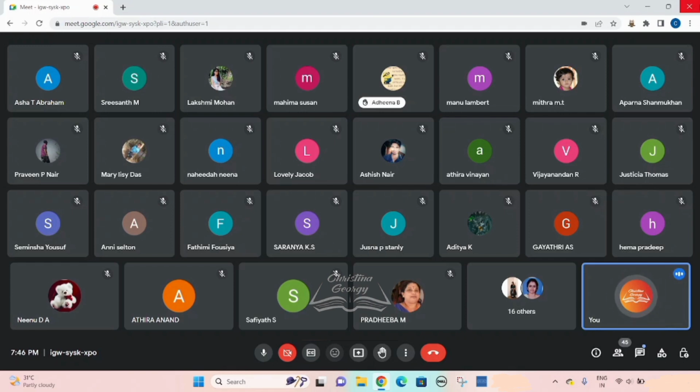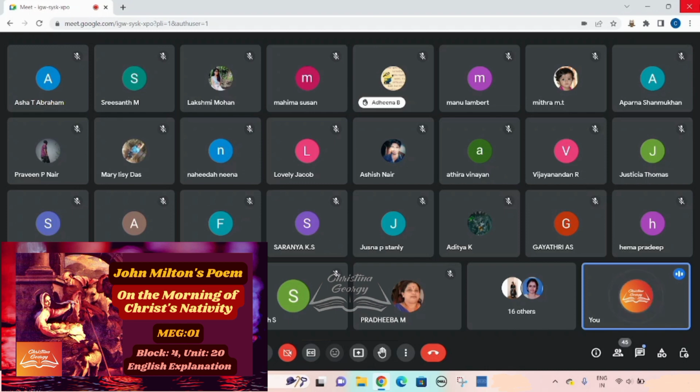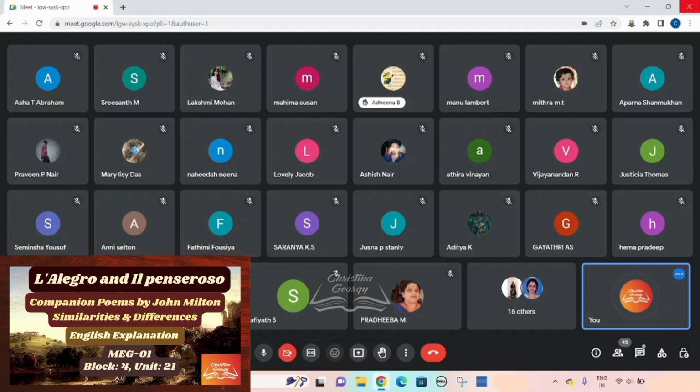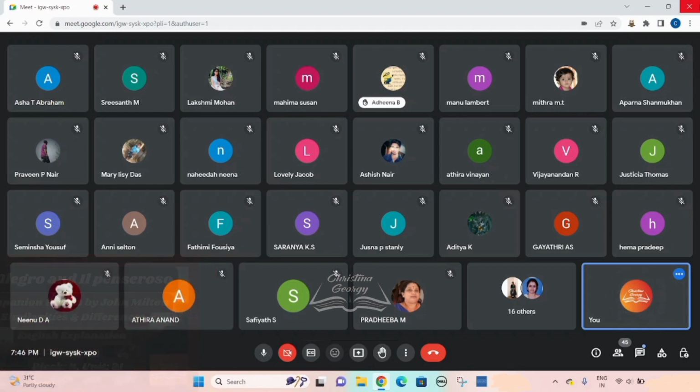For that matter, this section would be important if there comes a general question on Milton, a general essay for that matter. You'll have to know which are the early works and regarding his prose works in general, along with his poetic outputs. Now let's focus your attention towards one of the most important units from this particular block, that is unit number 20, where we see two important poems by Milton on the morning of Christ's nativity and also Lycidas. Unit 21 is also important because it deals with the companion poems L'Allegro and Il Penseroso. In short, units 20 and 21, never ever leave these two units with respect to your TEE preparation.